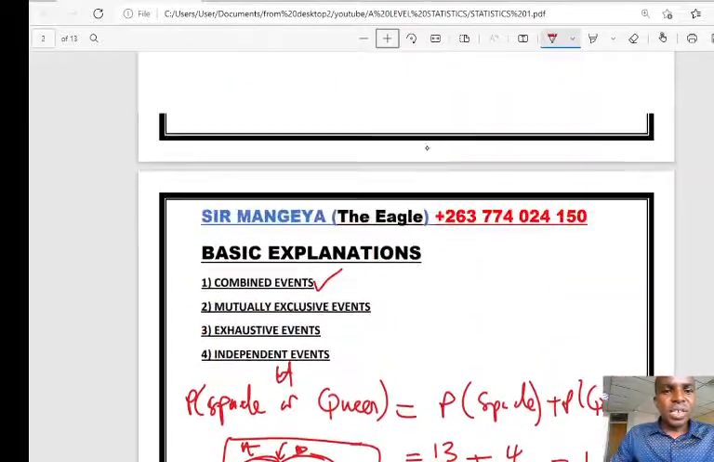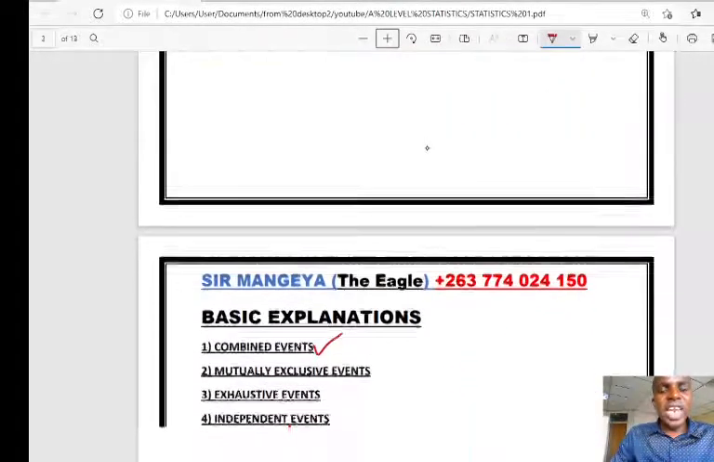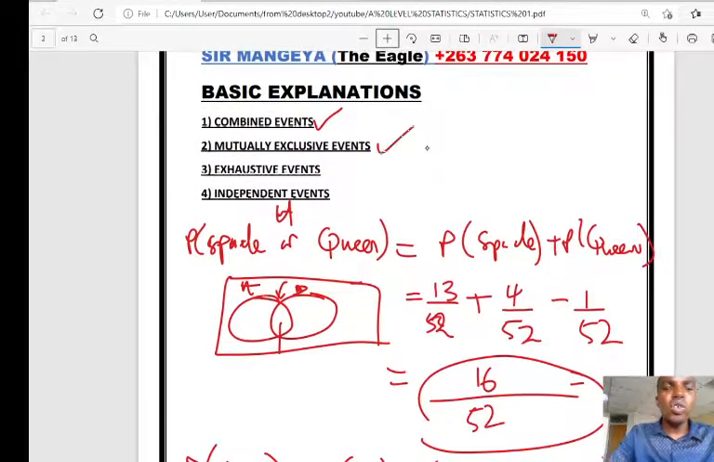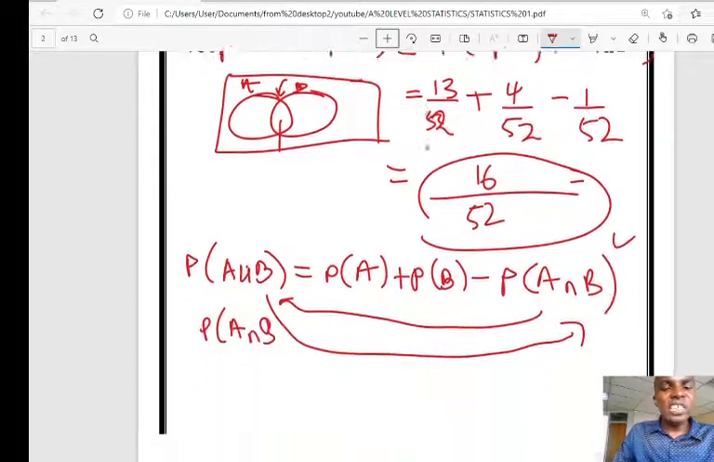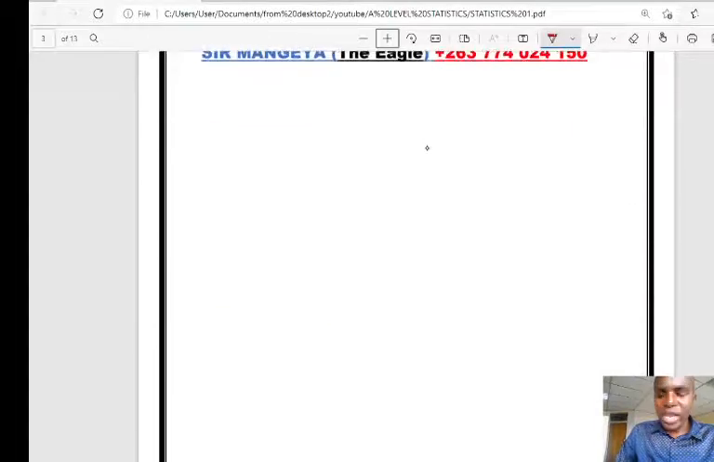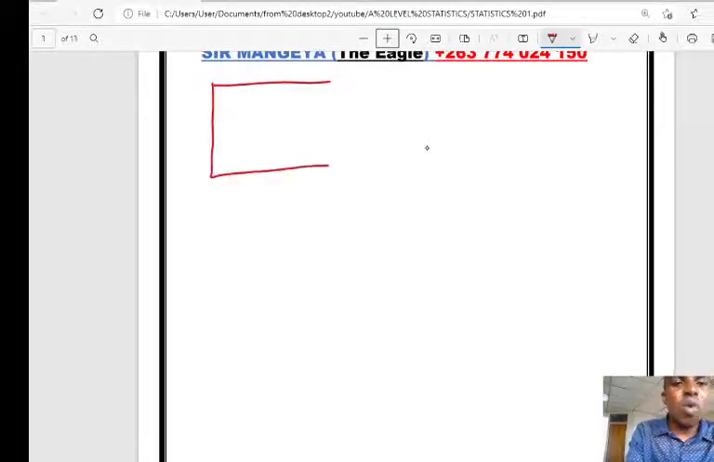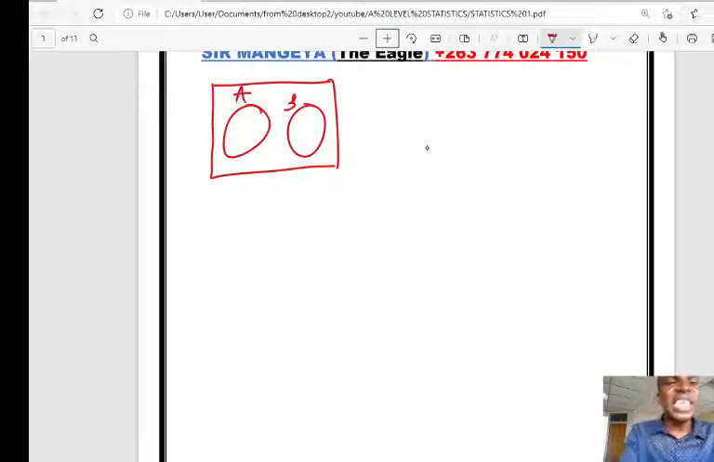Next, mutually exclusive events. That's number 2. What are these mutually exclusive events? These are events that cannot happen at the same time. If they cannot happen at the same time, then they have no intersection. They have nothing in common. Like in this case, we can have A and B. These are two events. You can see they don't have any intersection.